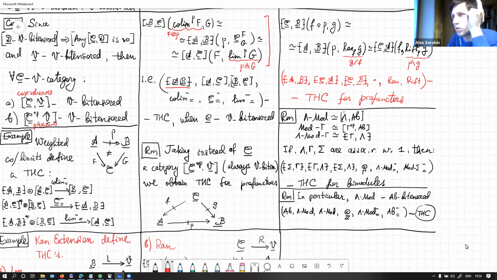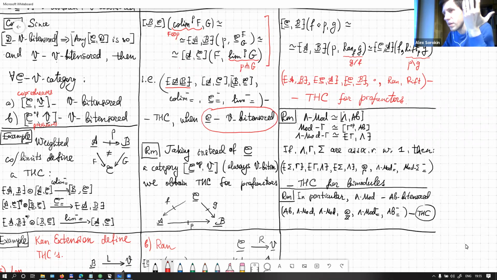I want here also to emphasize that all this is true when C is bitensor. If C is not bitensor, I won't be able to write my limits and colimits in terms of ends and coends, so I won't be able to prove this triple adjunction. So my triple adjunction will exist if C is bitensor.